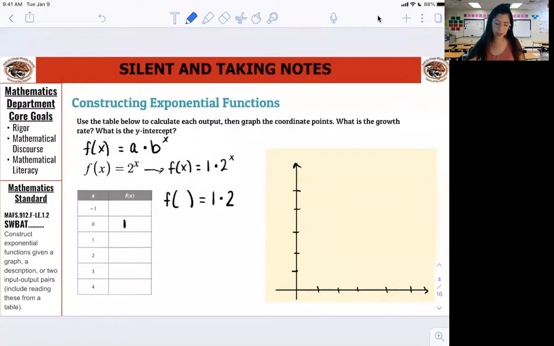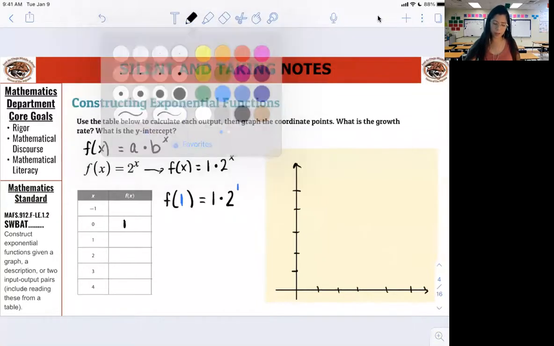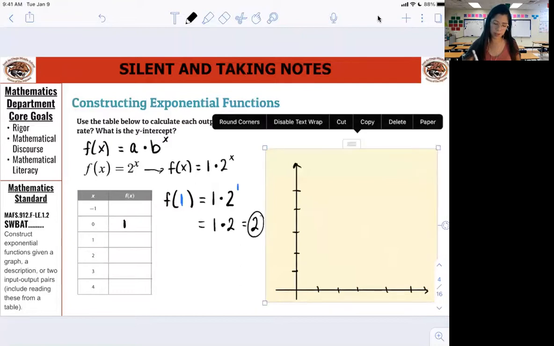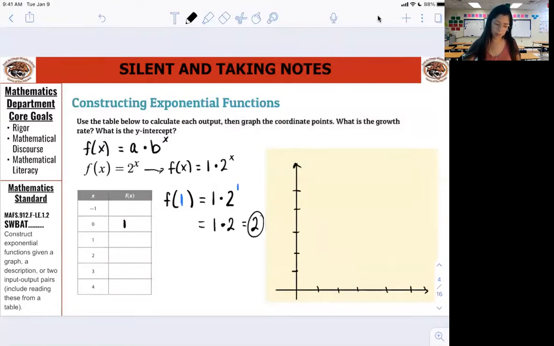But anyway, we're plugging in. We plugged in a 1, and what did we say? 2 to the power of 1 is 2. 1 times 2 is 2. So when my input is 1, my output is 2. Then we go on and plug in a 2, and we're just going to keep going that way.